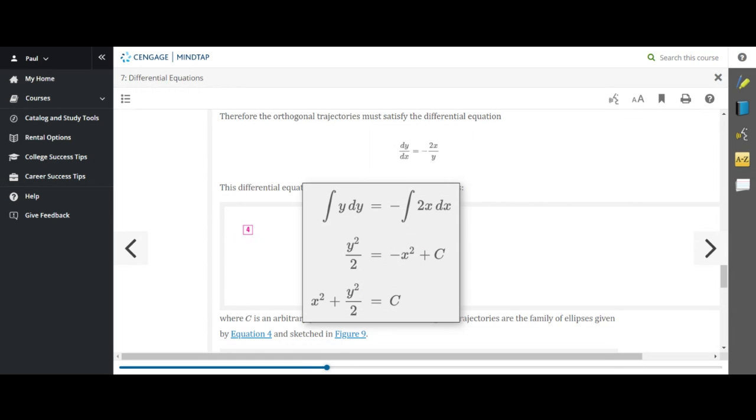And what would that family be, by the way? In the highlighted box there at the bottom, x squared plus y squared over 2 equals a constant. When you integrate both sides, you're going to get constants of integration on both sides when you separate the variables. But you could just combine the constants and put the constant on the right, like they've done here. What's that a family of?